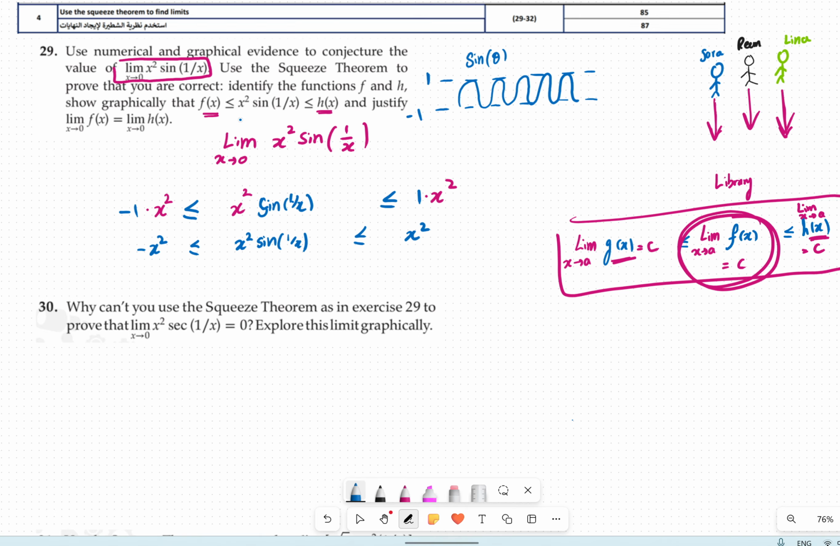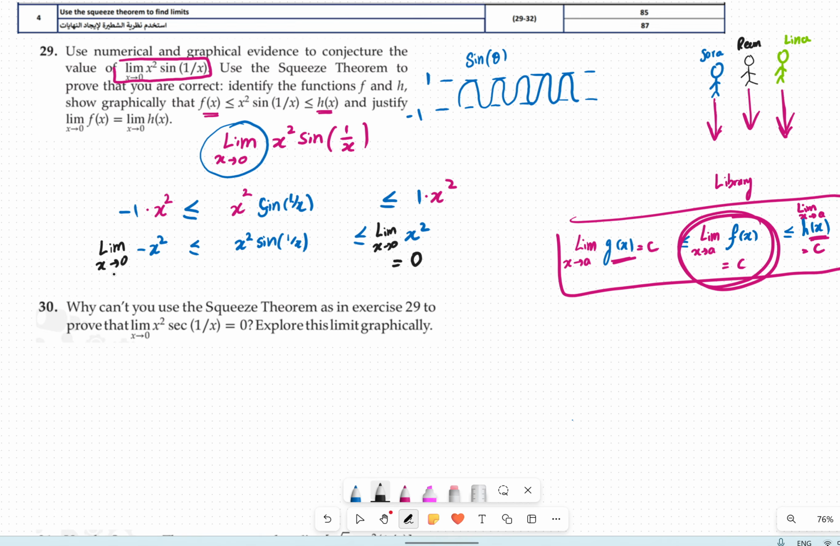Okay, now my goal is to find the limit as x approaches 0. Since I know this function is always between these two, then if I know where these are going, I can conclude where this will go. So now I will say the limit of this as x approaches 0, and the limit of this as x approaches 0. Now notice the limit of x squared as x approaches 0 is 0.